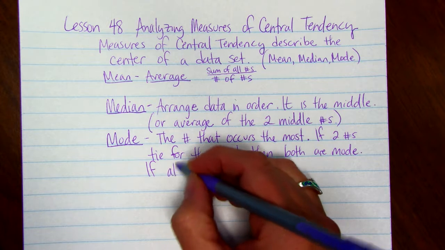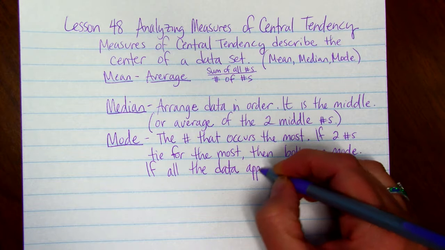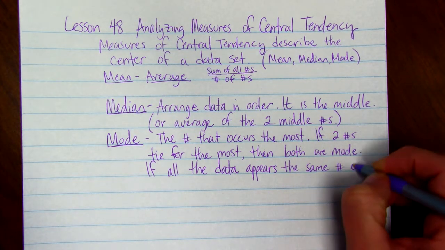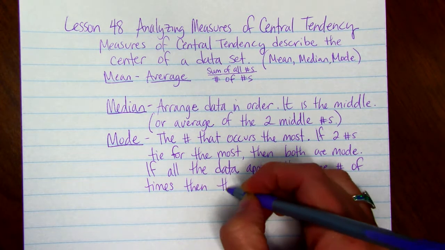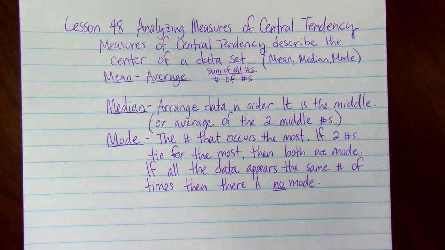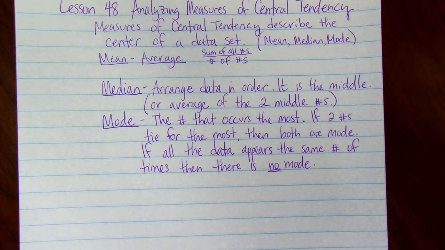So if you're looking for a mode and all the data occurs the same amount of times, you're just going to write no mode. If you have three that occur the same amount and it's more than the rest, then you're going to list three numbers for the mode. Those are the three measures of central tendency.